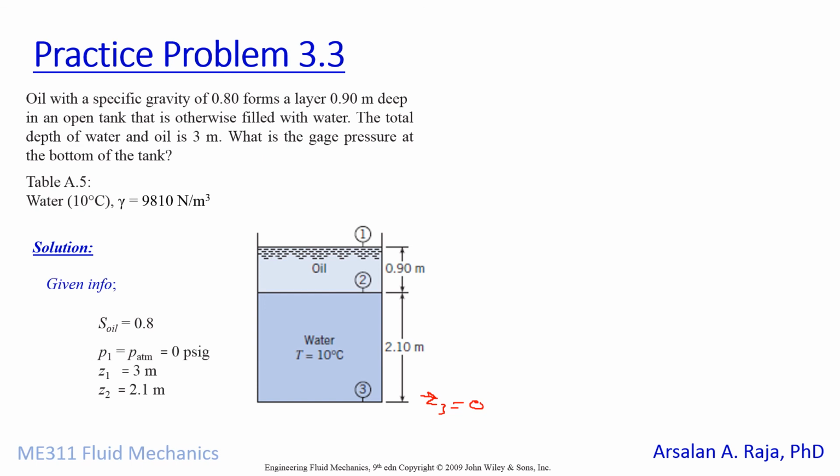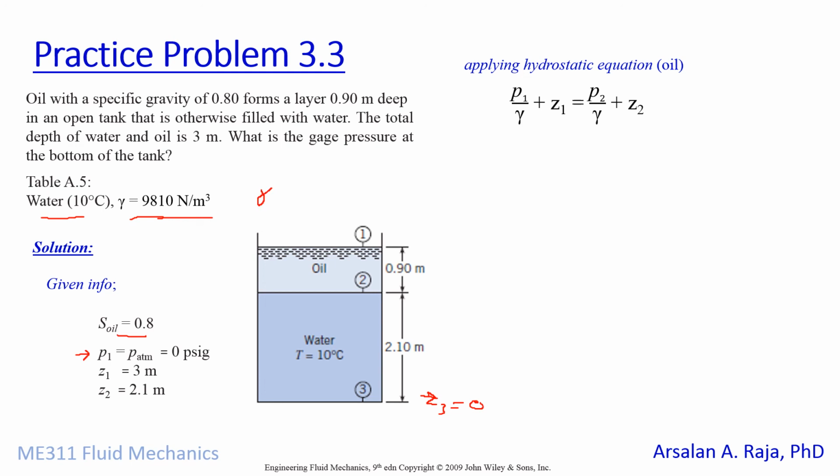So look at what we have been provided with. We have water at 10 degrees Celsius with specific weight 9,810 newtons per cubic meter. Specific gravity of oil is given, from which we can calculate the specific weight of the oil. We know the pressure at point 1 is 0 gauge pressure. Z1 is 3 meters and Z2 is 2.1 meters. So applying the hydrostatic equation, we will be able to solve this numerical as well.